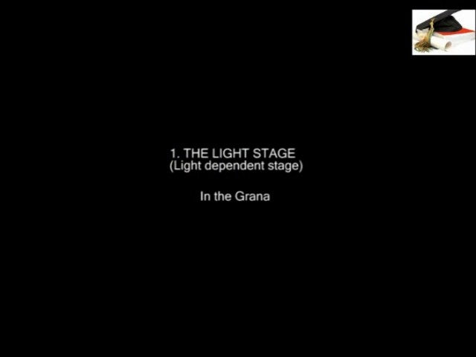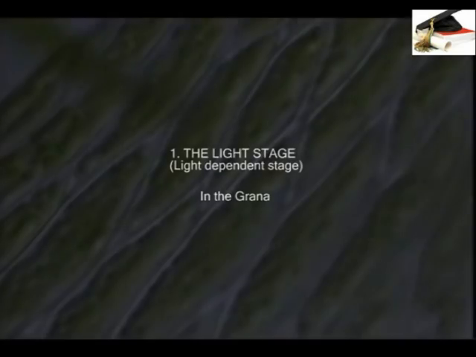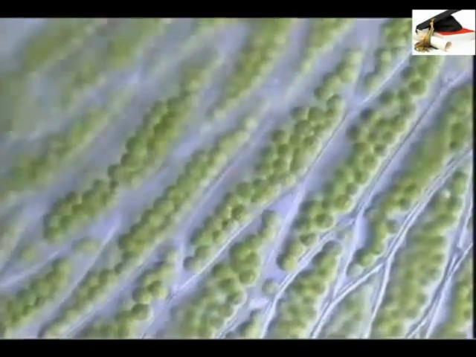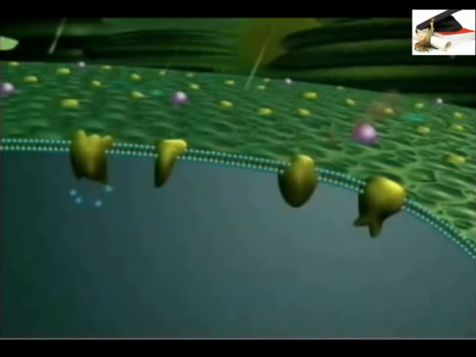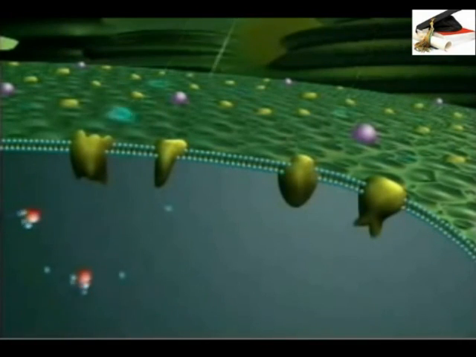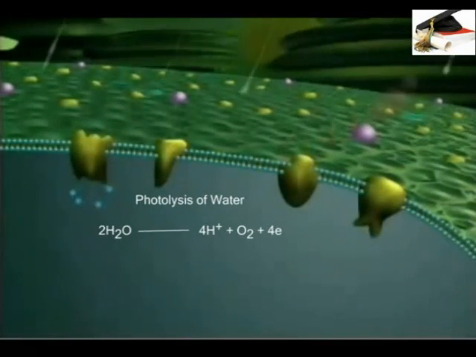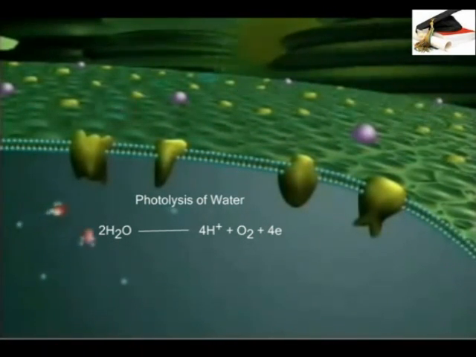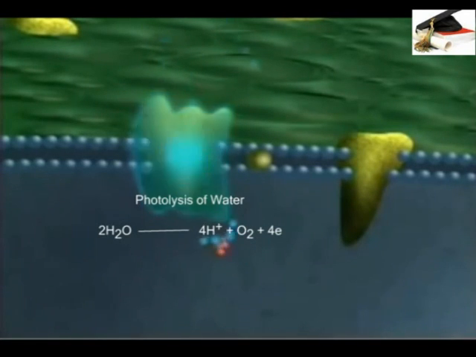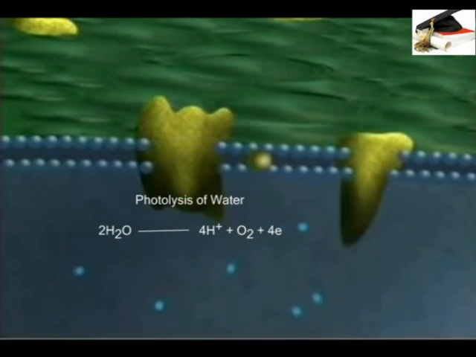The light stage, also known as the light-dependent stage. Now, this is the initial stage in the process of photosynthesis, and it occurs in the grana of the chloroplast. The chlorophyll molecule absorbs light energy, which is used to split water molecules into oxygen and hydrogen atoms, and this process is called photolysis of water, and it's shown by the equation on your screen. The hydrogen atoms that are produced by the splitting of water enter the dark stage, while oxygen is released to the atmosphere or used by the plant for respiration.